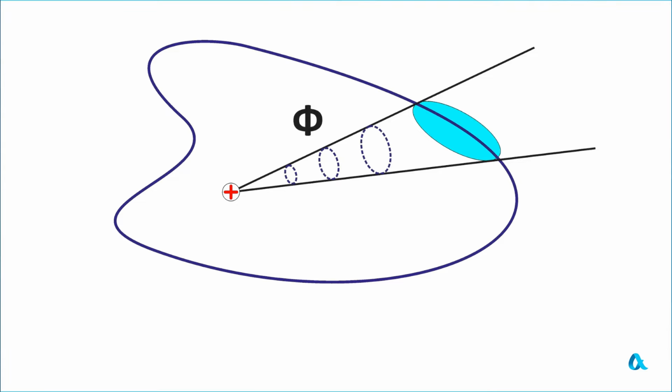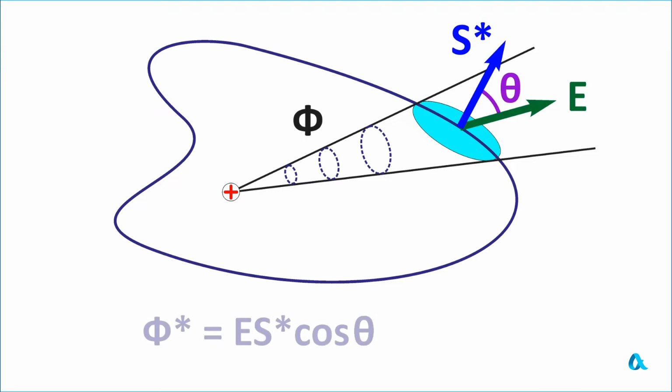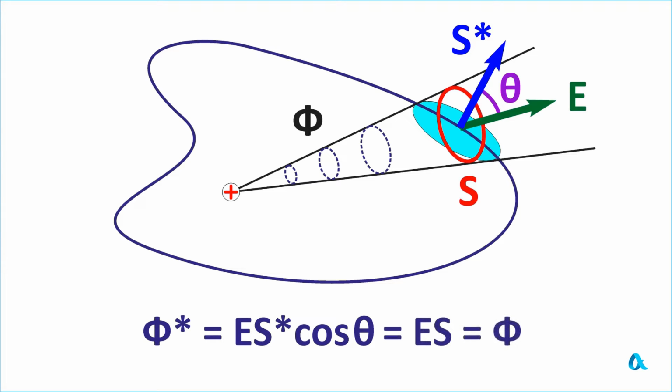Now let's look at our small area. And let the area vector ΔS* form some angle theta with the electric field. We already know that the field flux Δphi* through this area is equal to EΔS* cosine theta. But ΔS* cosine theta is the area of the cross-section of the cone ΔS at this point. It turns out that the flux through the inclined area and through the cross-section of the cone will be the same.